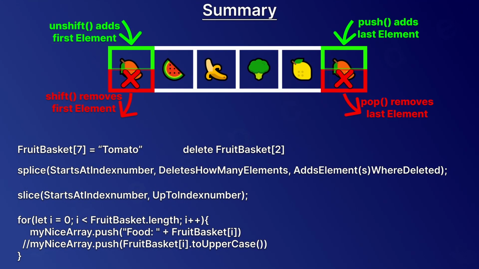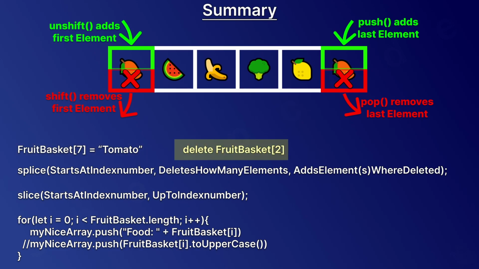We learned a lot of different things, so let's do a summary. We got unshift, which adds the first element. We got push, which adds the last element. We got shift, which removes the first element. We got pop, which removes the last element. We can use index numbers to add elements to our array.